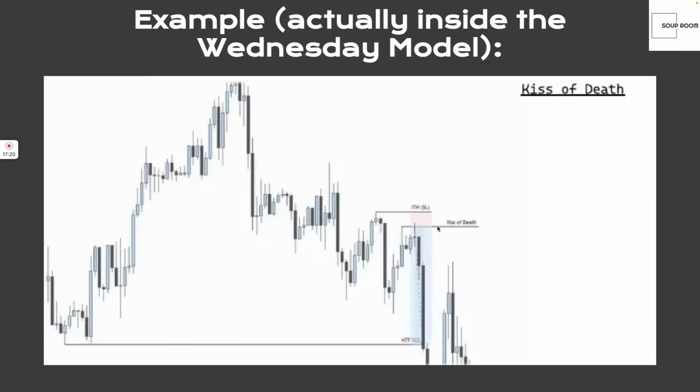Turtle souping a high. Keep in mind the intermediate term high right here. This shall not be broken. Stop loss above. Enter as soon as we tap above this high. Why? Because there's an intermediate term high on the left of us. Stop loss placed, take profit placed, bang.